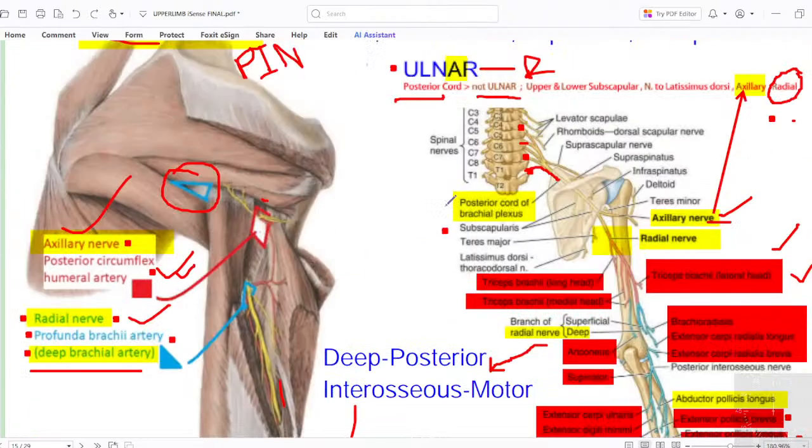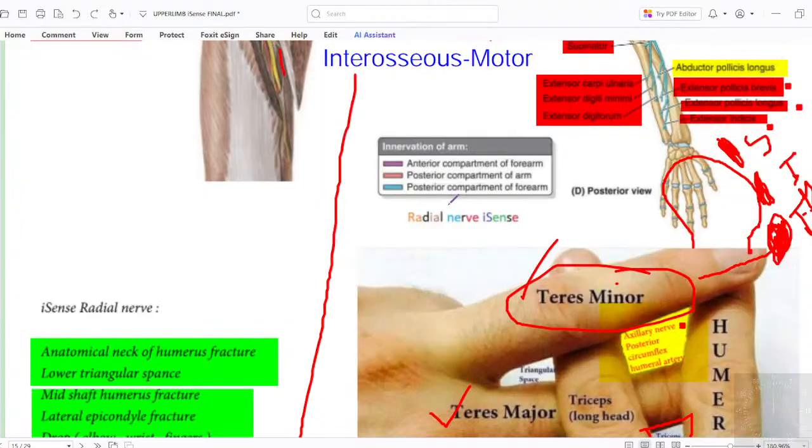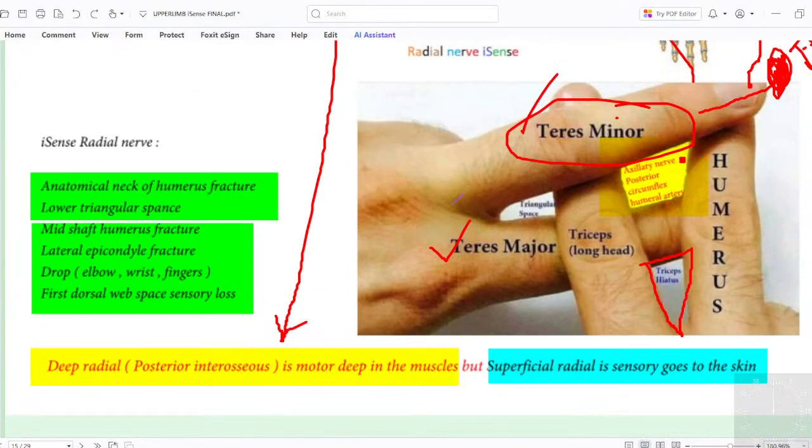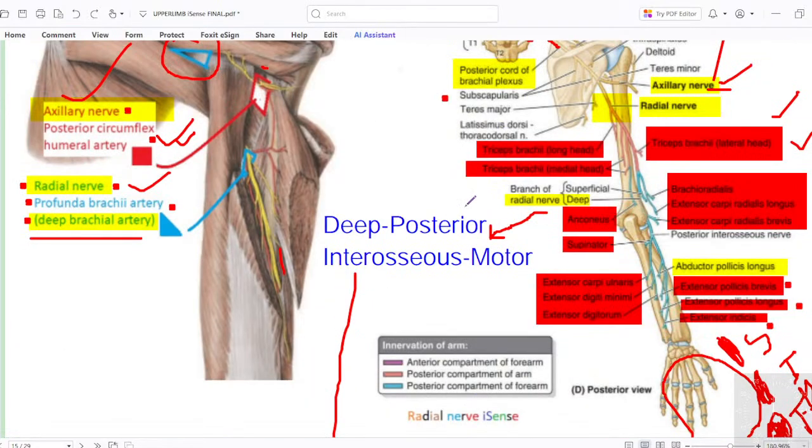And from the triangular interval, the triceps hiatus, we have the radial nerve. We have radial nerve here, and here we have the deep brachial artery, profunda brachii artery. Profunda brachii artery, actually the deep brachial artery.